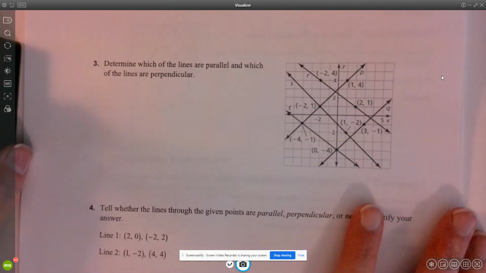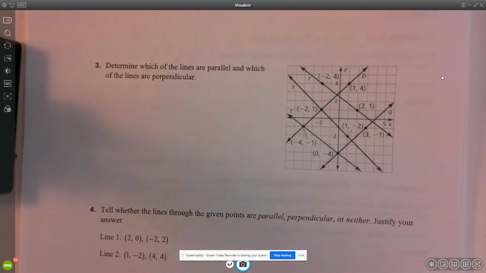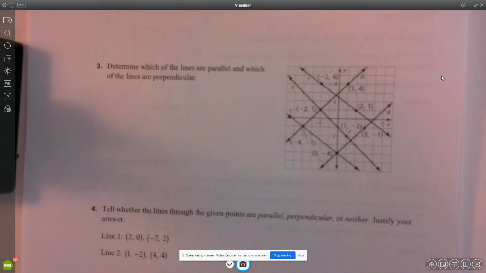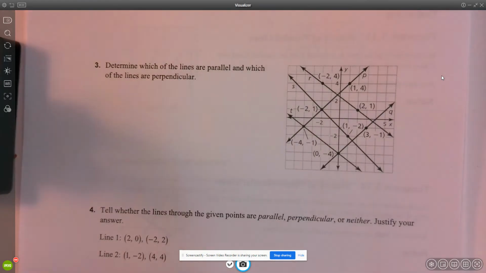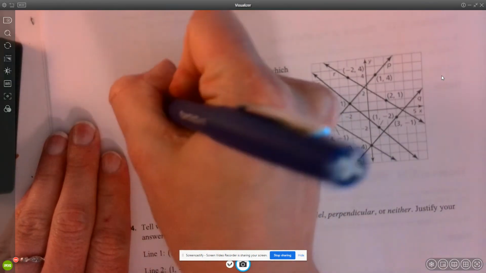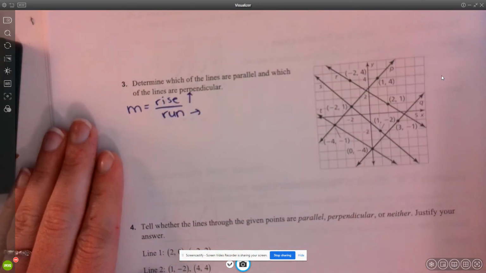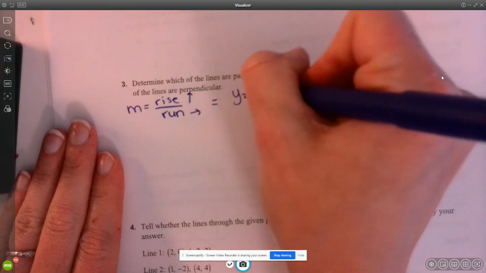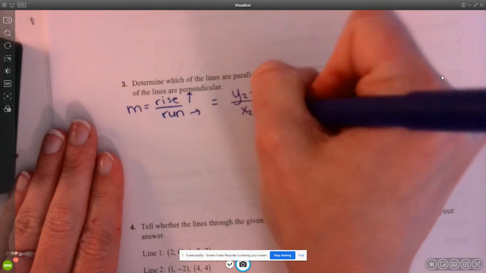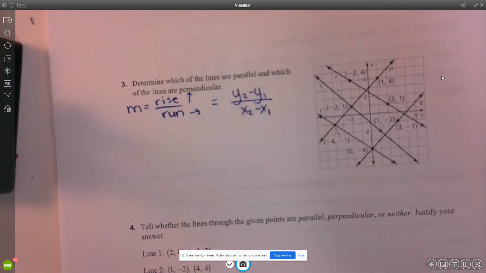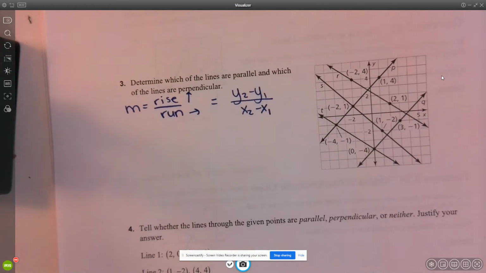So I'm on page 89, and we have this picture here with a bunch of lines, and we have to determine which of the lines are parallel and which of the lines are perpendicular. To do that, we need to find some slopes. Now, there are two ways you can find slope. Some people prefer to count rise over run. And some people like to use the slope formula, so y2 minus y1 over x2 minus x1. I'll show this using both strategies. So let's go ahead and start finding some slopes.